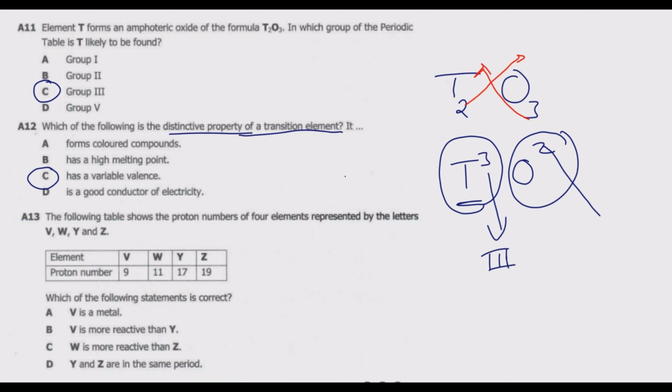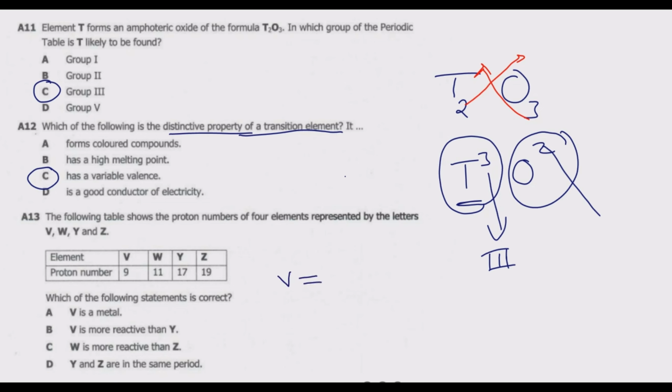The following table shows the proton number of 4 elements represented by the letters V, W, Y, and Z. Which of the following statements is correct? A, V is a metal. B, V is more reactive than Y. C, W is more reactive than Z. D, Y and Z are in the same period. So for us to answer this question, we need to do the electronic configuration of these. So start with V. V has 9.